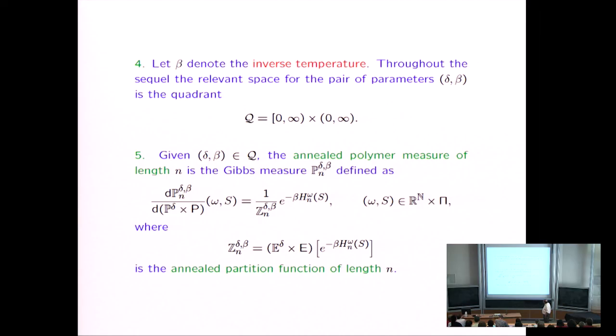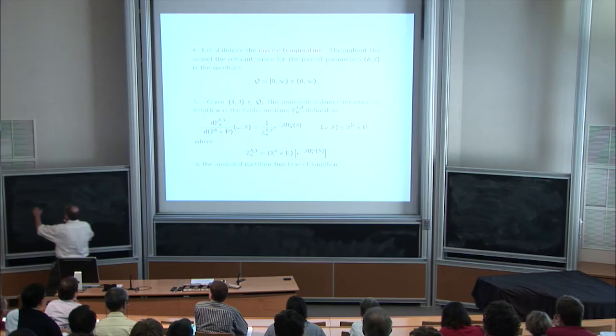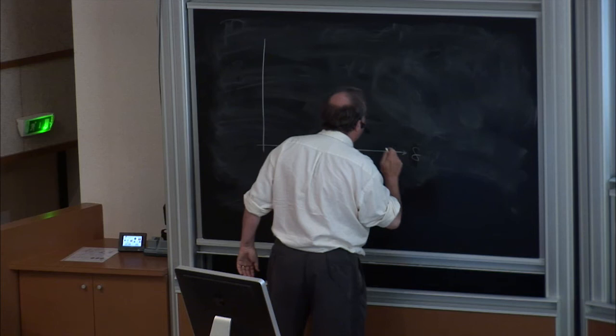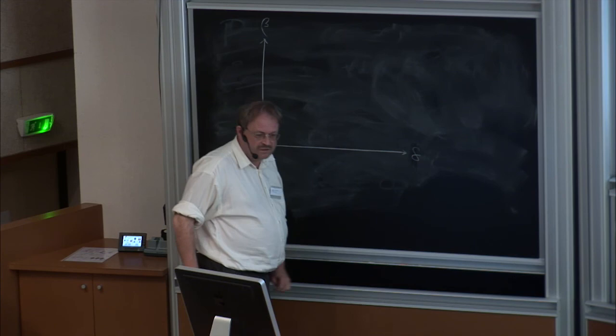And then, in order to capture that in the appropriate statistical physics language, we need another parameter, which is the inverse temperature, typically denoted by beta. It's some non-negative number. So at this point, we already have two parameters: the tilting parameter delta for the charges, and the inverse temperature beta. So the relevant parameter space for us is the positive quadrant, where delta is living here and beta is living here. This positive quadrant is for us the interesting parameter space.